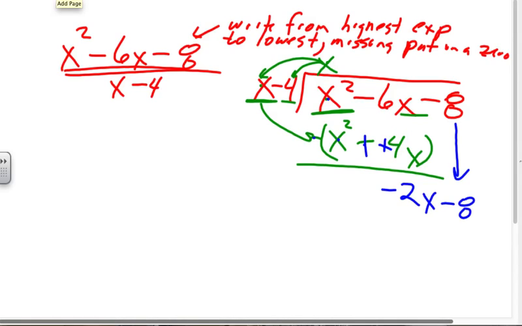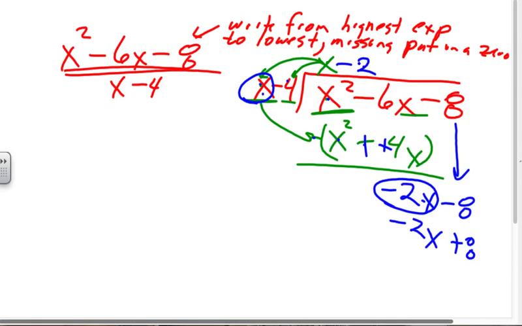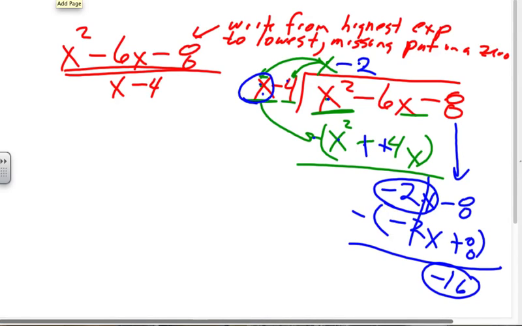So now I need to figure out how many times this will go into this, or you could think of dividing this into this. You'll find what you have is negative 2. Negative 2 times x will give me a negative 2x. Then negative 2 times negative 4 will give me a plus 8. Then I subtract those two terms. Those go to 0. Negative 8 minus 8 is negative 16. That right there is my remainder because I'm out of things to bring down and divide.